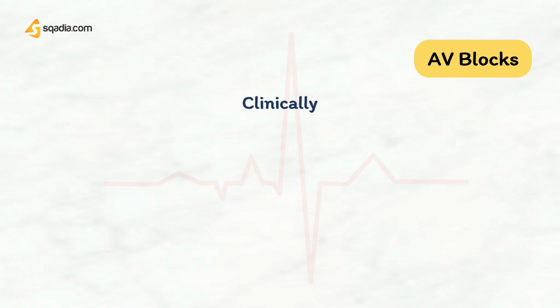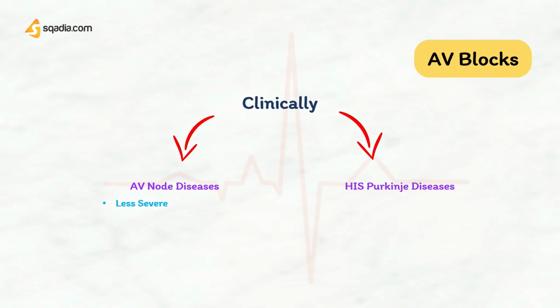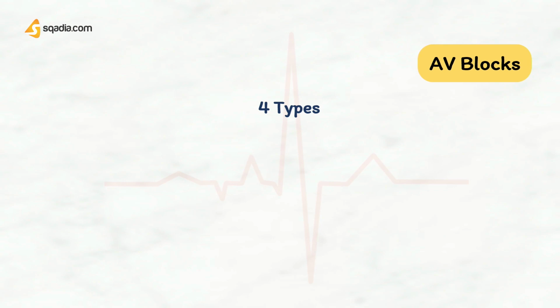Clinically, we divide the AV blocks into two main categories: the AV node diseases and the His Purkinje diseases. The AV node diseases are less severe, and conduction can be improved with exertion from sympathetic activity. The His Purkinje diseases, however, are more dangerous, and they can often progress to complete heart blocks and often require a pacemaker.